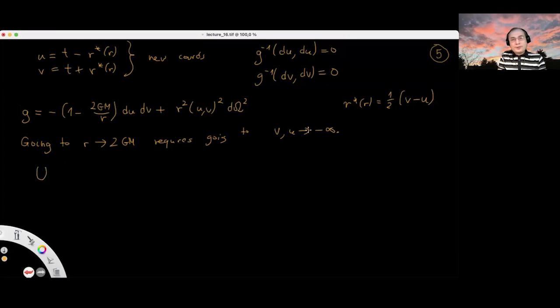You just take a function which brings this infinity to a finite distance. And the proper choice for this function turns out to be capital U equals minus e to the minus u over 4GM, and capital V equals e to the small v over 4GM. Now u equals infinity and v equals infinity are at finite distance, equal to capital U equals zero and capital V equals zero. And you may wonder why we choose this particular set of functions. The only reasonable answer is that it gives the nice form of the final metric.